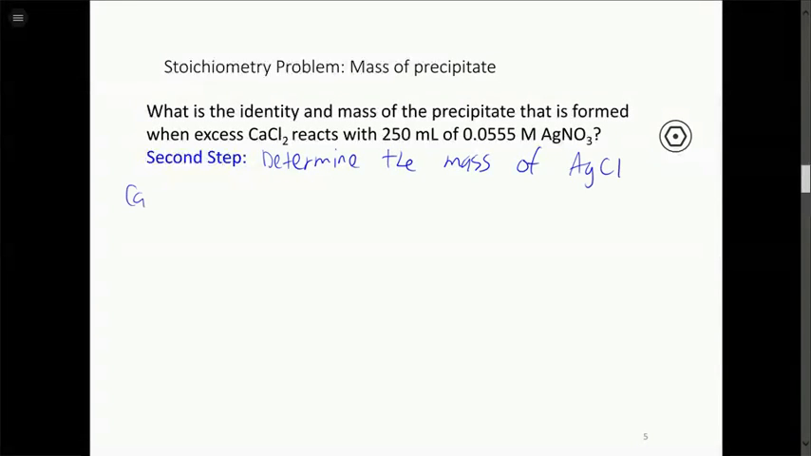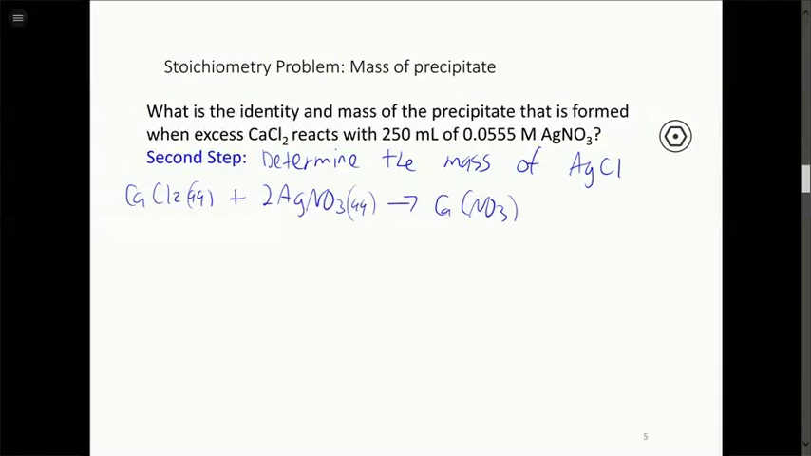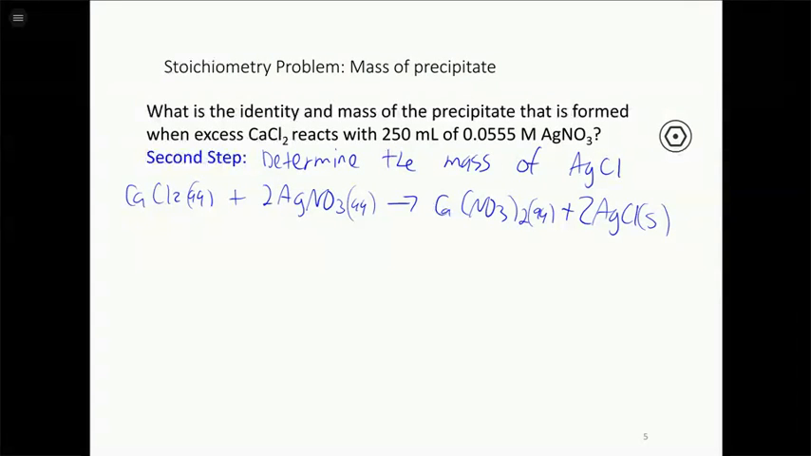Again, the reaction is calcium chloride plus 2 silver nitrates gives us calcium nitrate. Those are both spectator ions, calcium 2 plus and NO3 minus. And then our precipitate, silver chloride, 2 equivalents. We have excess calcium chloride, so we only have the amount for one reactant, and we don't have to worry about figuring out which of these is the limiting reactant. It's just excess calcium chloride, so we're going to start with the amount of silver nitrate. We're going to calculate the grams of silver chloride.